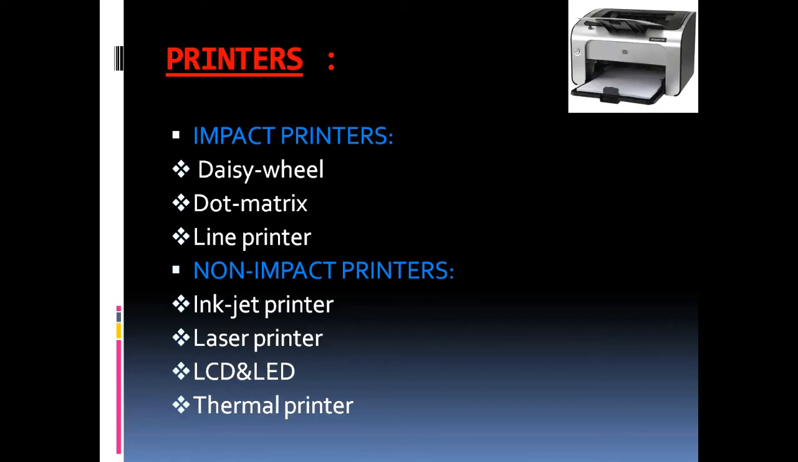Non-impact printers print on the paper using magnetic, electrostatic, thermal, optical or inkjet techniques. Impact printers may produce carbon copies. Non-impact printers cannot produce carbon copies. Impact printers produce much noise and are called noisy printers. Non-impact printers use noiseless techniques and are called quiet printers.